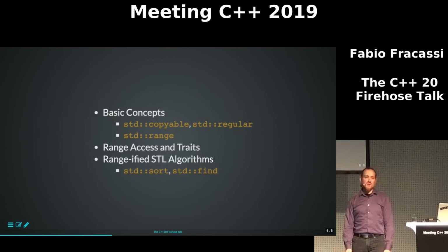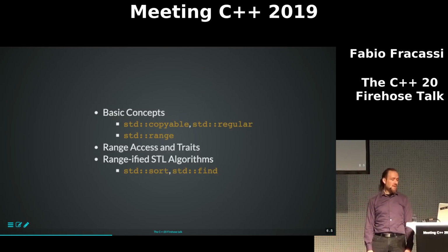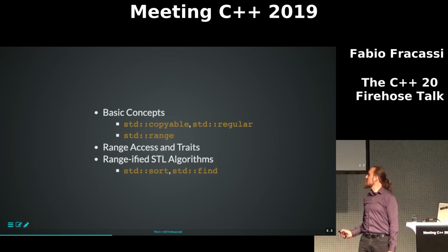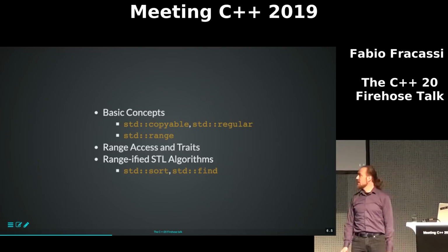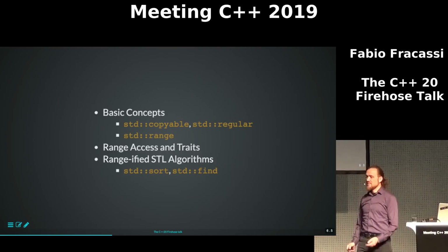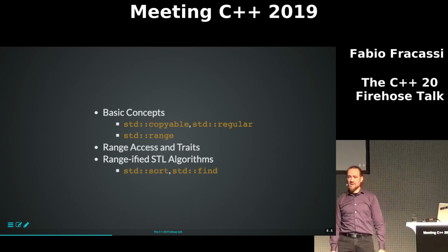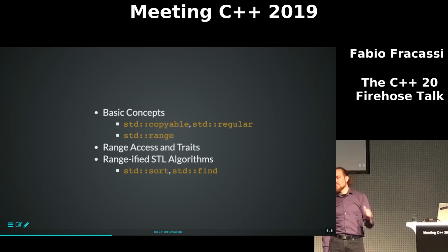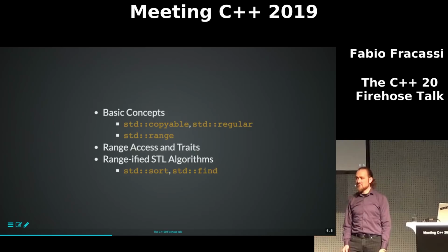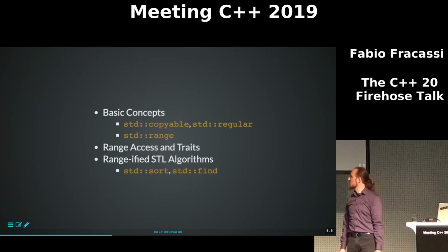So, what comes with the ranges library? We have the basic concepts. We have copyable, we have regular, we have a concept for range. We have some range access traits, something like iterator type, value type of a range, so that you can easily ask questions about the range and do constraints. Is this value I'm getting here in the find the same as the value type of the range, so that you can do stuff with it.